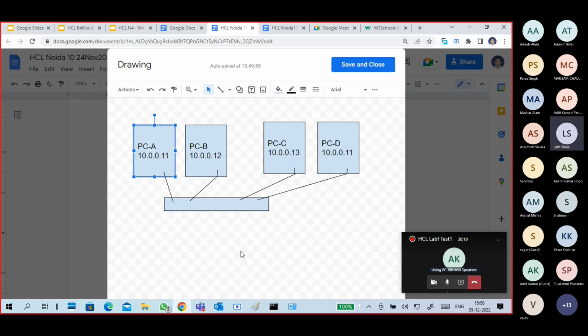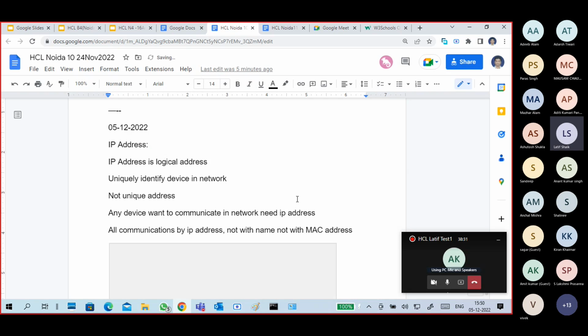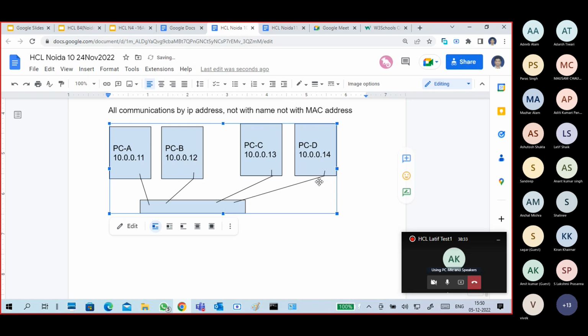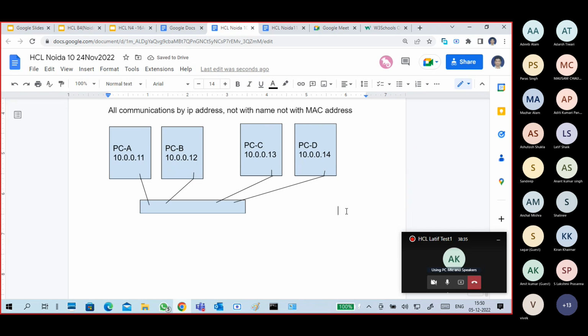But this is a logical addressing, so we compulsorily have to follow logical addressing here. I will explain what it is. What I am trying to say is, I have machines with different IP addresses. Compulsory. Without an IP address, you cannot communicate, and IP addresses must be logically in the same network.